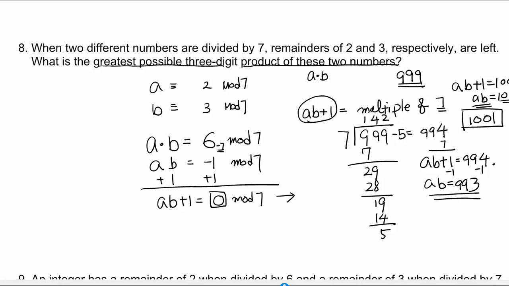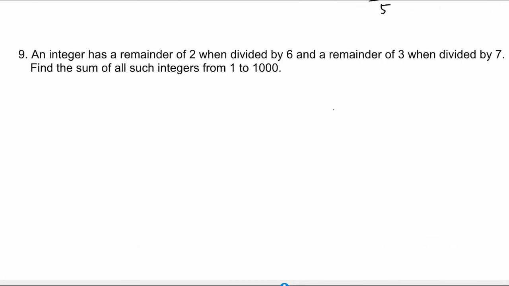Alright, now let's go to number 9. An integer has a remainder of 2 when divided by 6 and a remainder of 3 when divided by 7. We have different moduli. We have an integer, the same number, and I'm going to use n. When n is divided by 6, the remainder is 2, and modulo 7, the remainder is 3. That's the meaning.